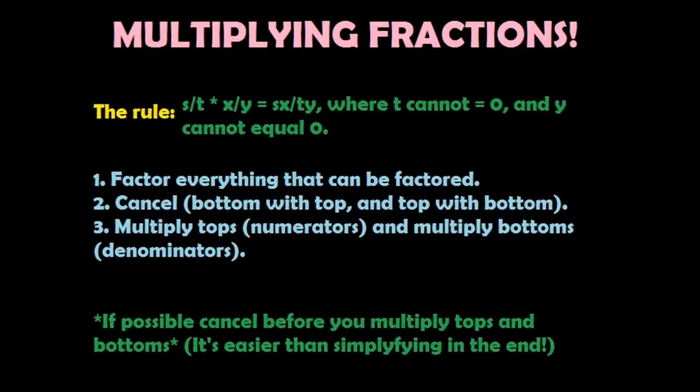And also there are some steps that you should follow. Number 1, factor everything that can be factored. Step 2, cancel bottom with top and top with bottom. Number 3, multiply tops or the numerators and then multiply bottoms or the denominators. I prefer to cancel first before I multiply because it's just much easier than simplifying in the end.